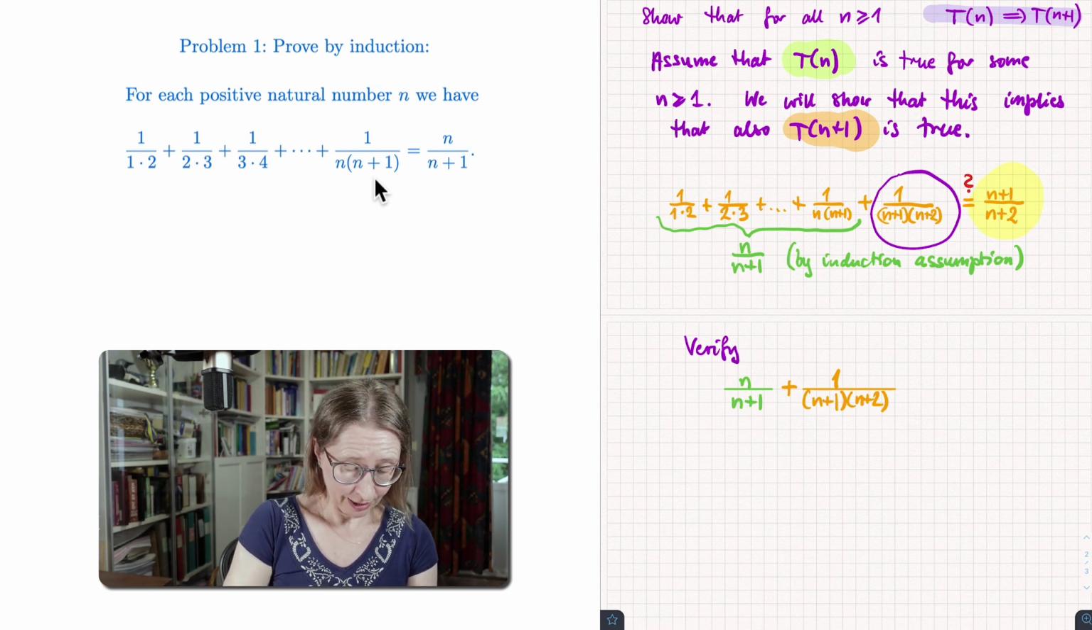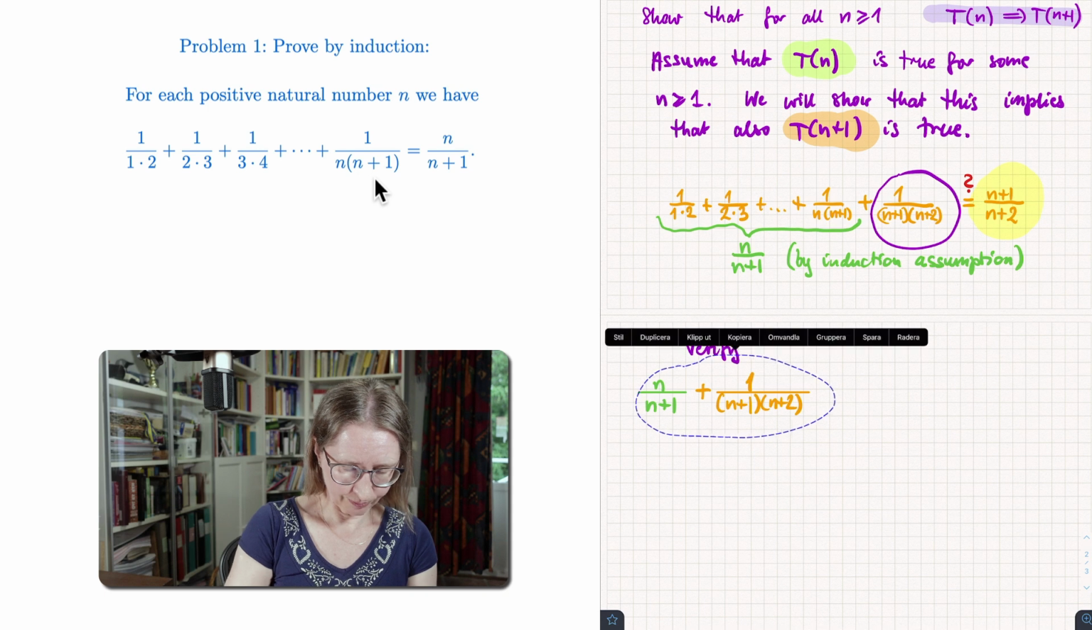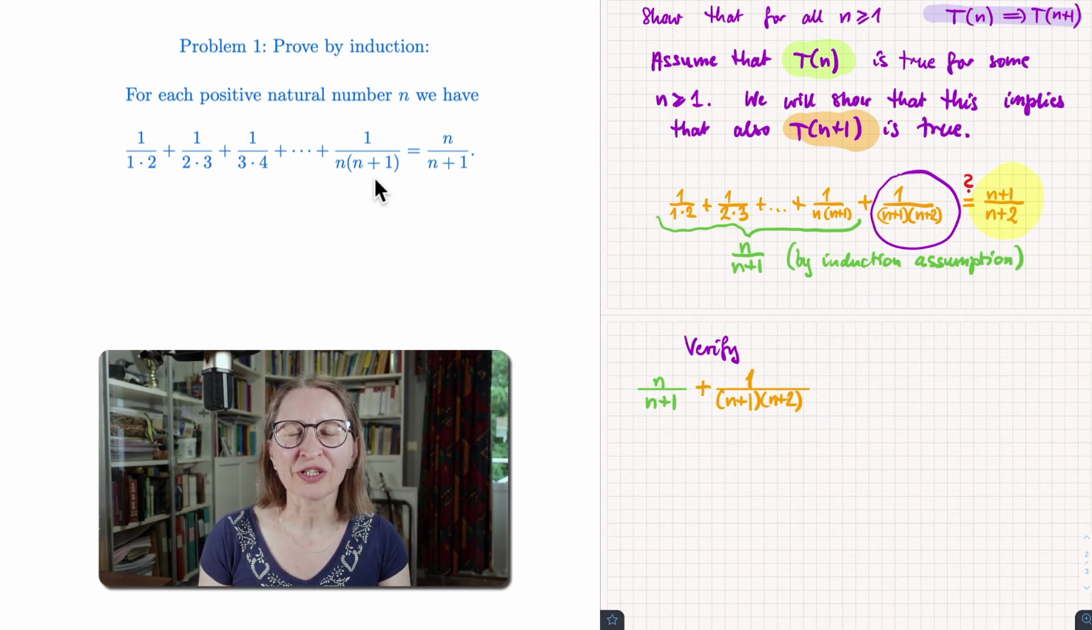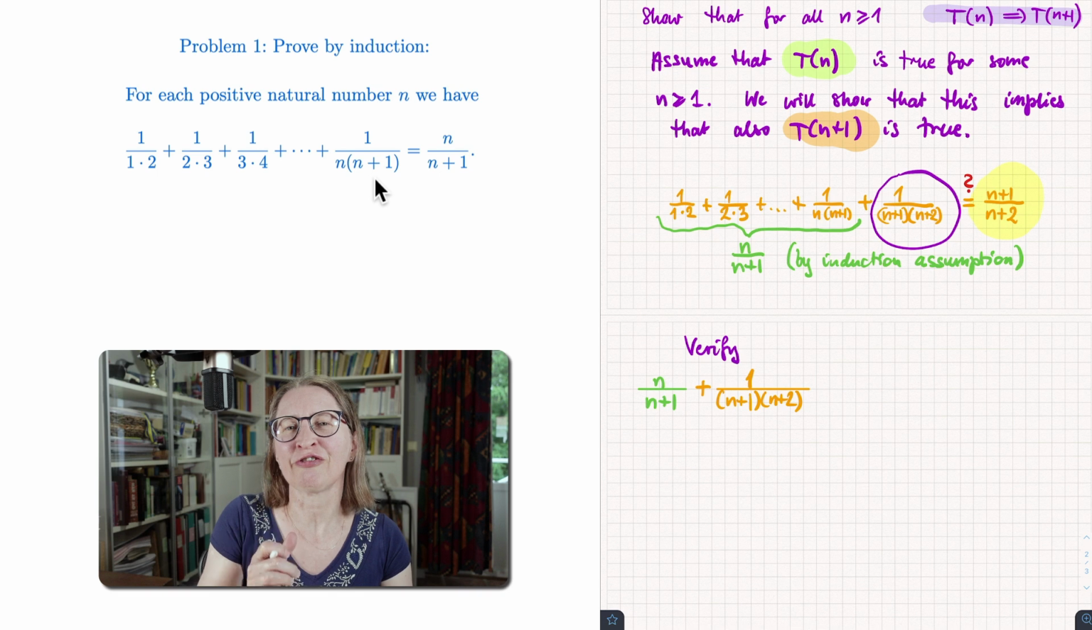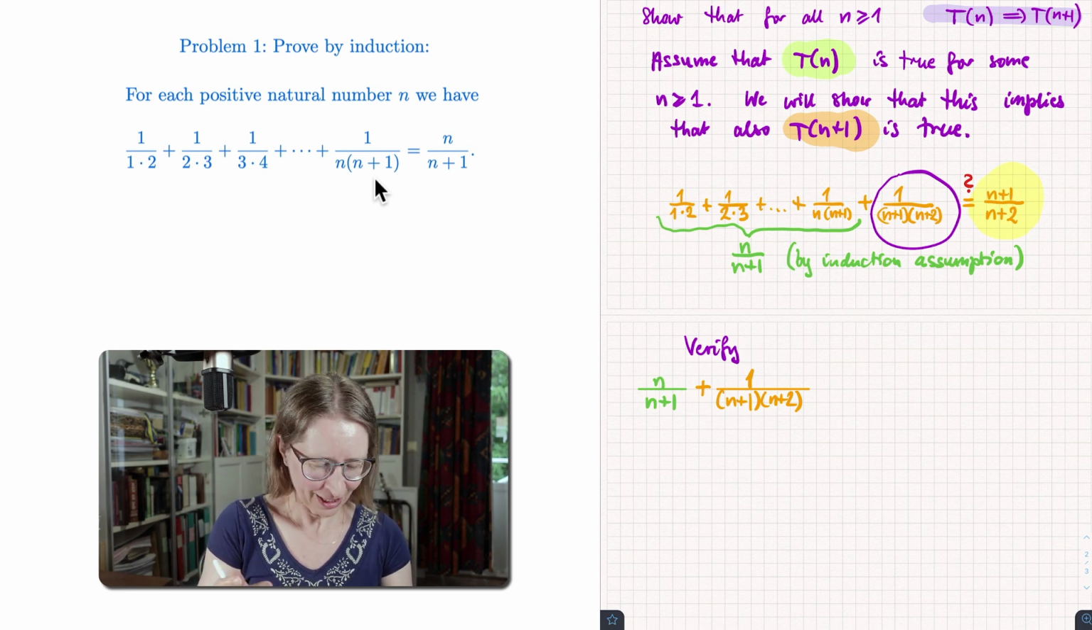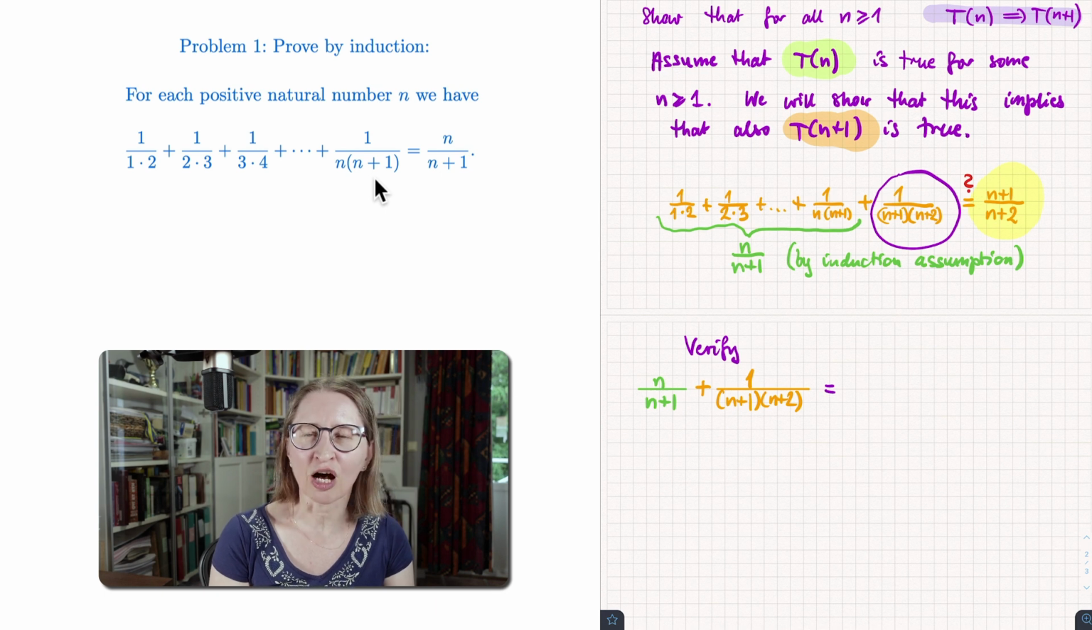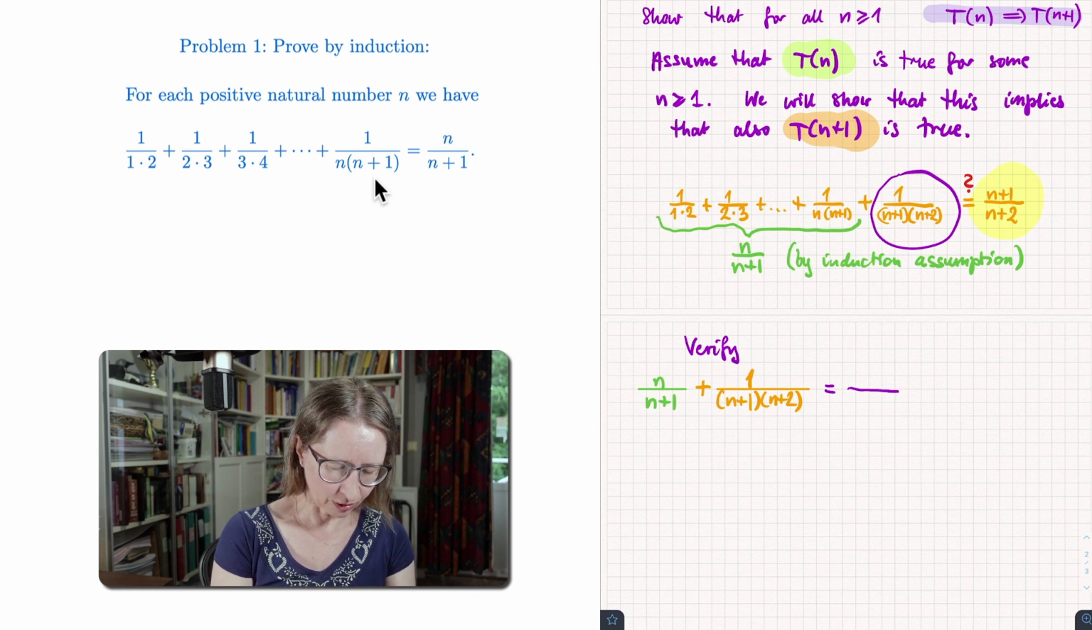Well, I have no choice. I have to compute it. So how to prove it? We have to add these two expressions to each other, and these are fractional expressions, and even if they contain some variables, they should still be treated as regular fractions, right? So we have to start by finding a common denominator for these two fractions. And it's not difficult, right? The common denominator will be the product of n plus 1 and n plus 2.